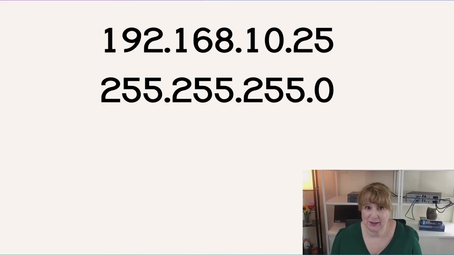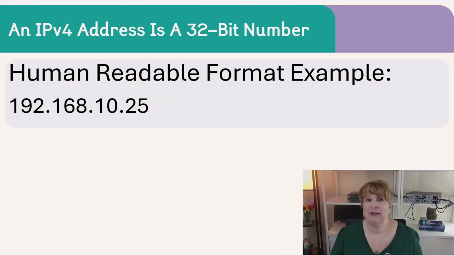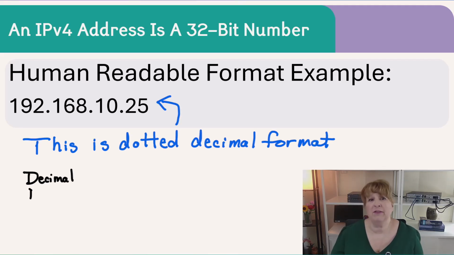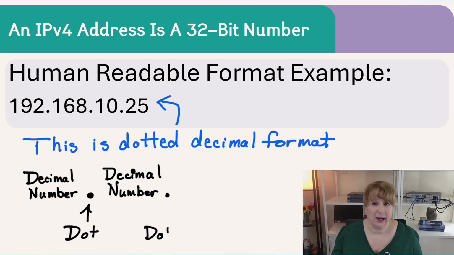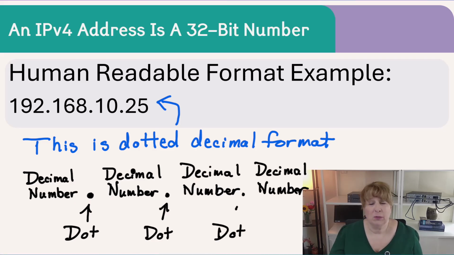subnetting expert. In the last video, we looked at IPv4 addresses written in human-readable format. We now know that this is called a dotted decimal format. If you missed this video, I will have a link to it in the description, and you may want to start with that video. Moving on for the rest of us.